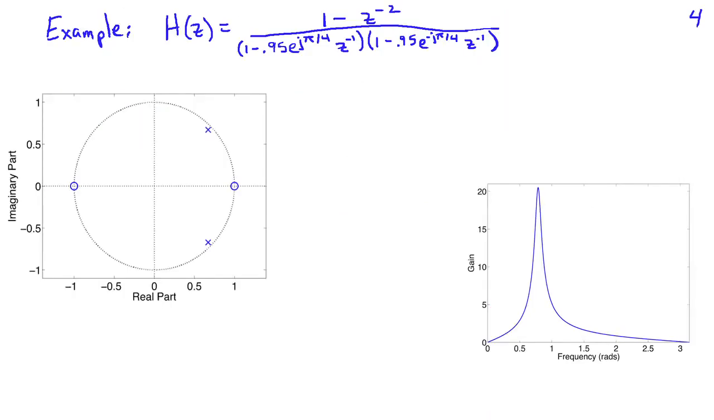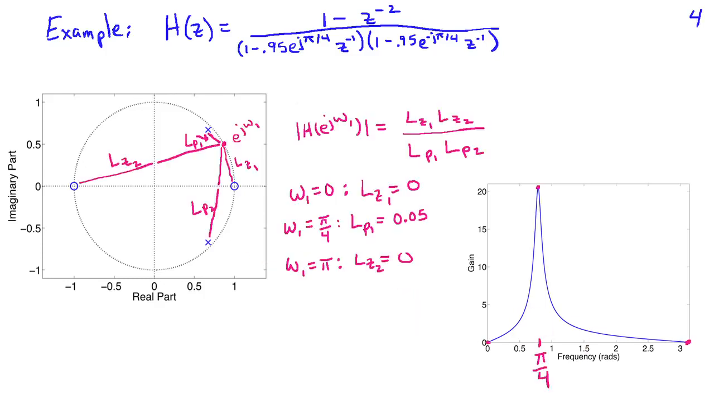Here's a second example where I have a second order system. I have two zeros, one at z equals +1 and the other at z equals -1. And then I put two poles very close to the unit circle at 0.95 e to the j pi over 4. So what we're going to have for our frequency response magnitude is the product of the distances to each zero, Lz1 and Lz2, to a particular point on the unit circle associated with a frequency, say omega 1. In the denominator, we'll have the product of the distances to each of the poles, Lp1 and Lp2.